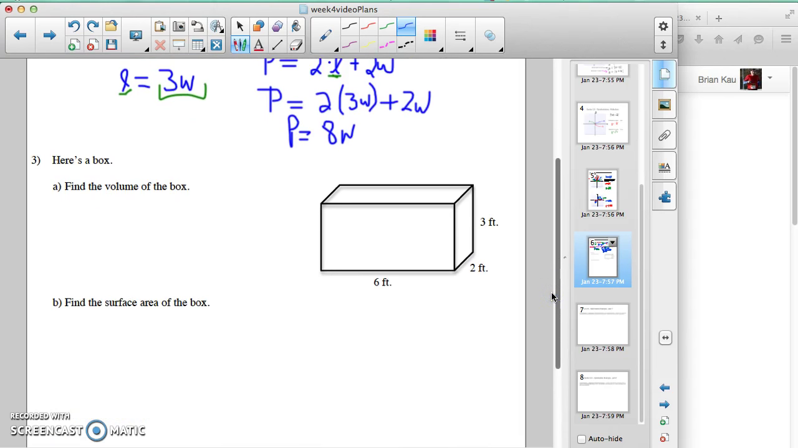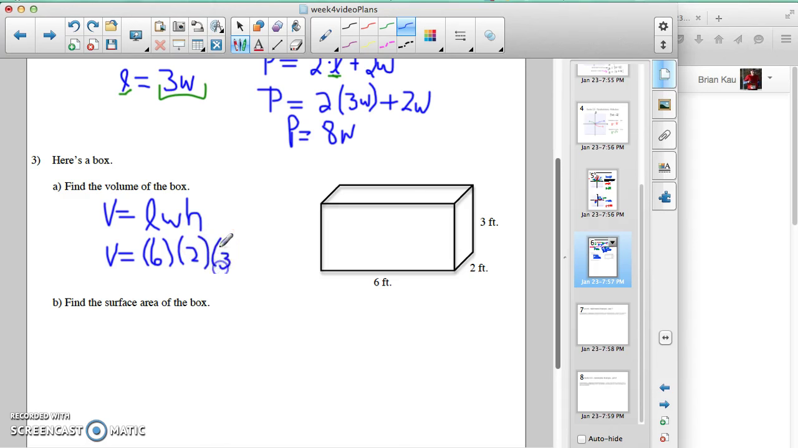All right, in our third example, we have a box. It says find the volume of the box. So the first thing we would do is find a volume formula for this case, a box, and the formula is L times W times H, which is length, width, and height. We would then go back to this picture and identify the length, width, and height as 6 feet times the width, 2 feet, times the height, 3 feet.